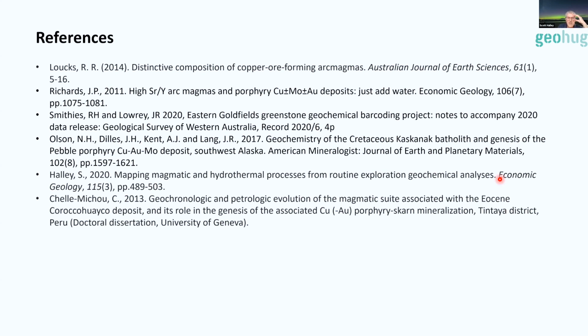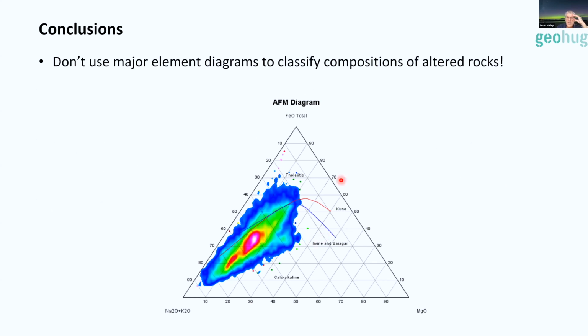And just to conclude, I see lots of people doing interpretations of magma chemistry using diagrams like this. So here's an AFM diagram. So it's got iron, magnesium, sodium, and potassium. Don't use these diagrams because these elements are mobile during hydrothermal alteration and will give you really, really misleading classifications of your rocks.